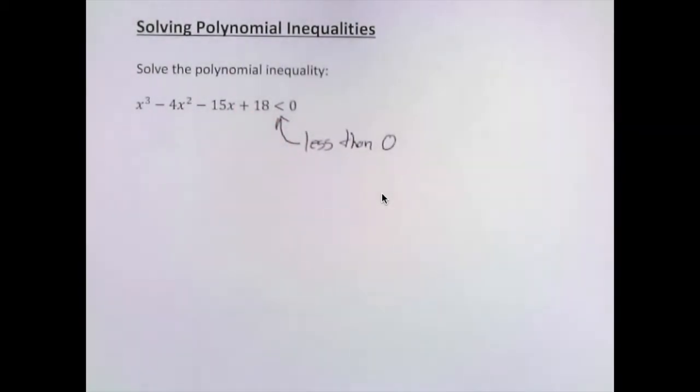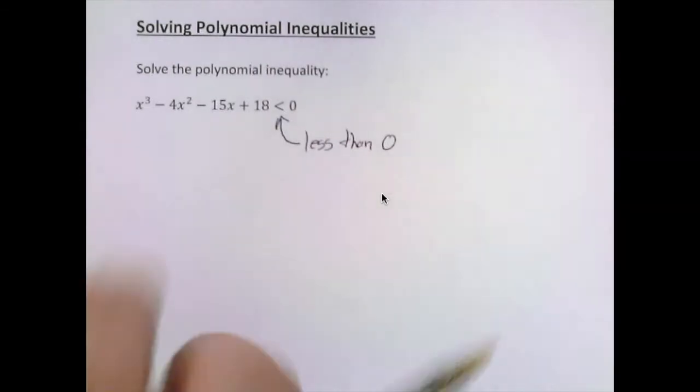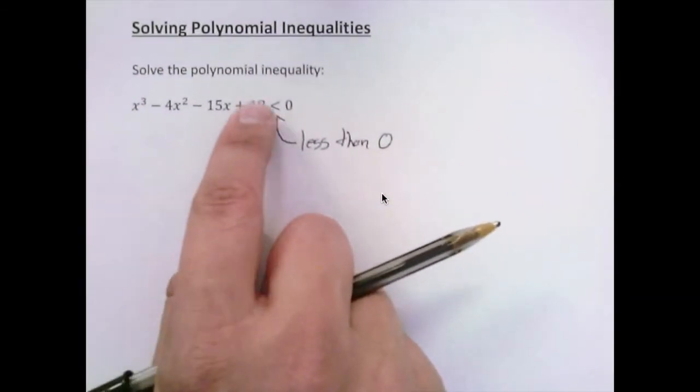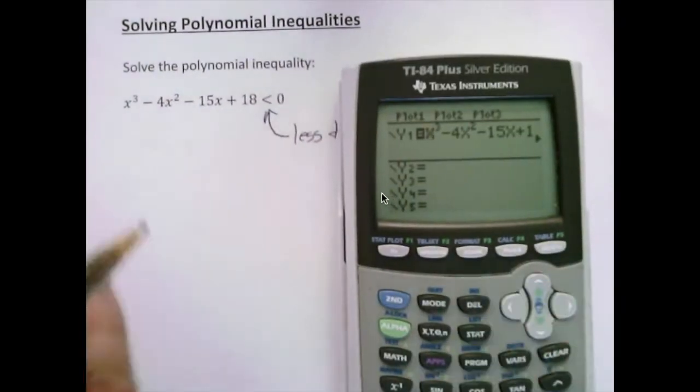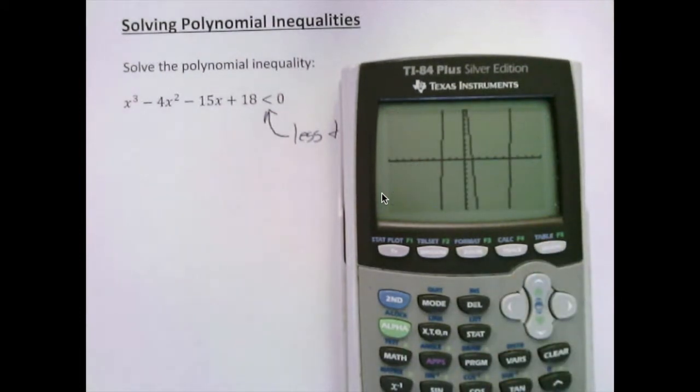How I'm going to start off this problem, as I start many problems, is let's take this entire polynomial, x to the third minus 4x squared minus 15x plus 18, and let's graph it. Let's just see what's going on visually, and it's going to help us solve this problem. So I started by going to y equals in my calculator, type it all in, be careful how you type it in, make sure it's correct, and then graph it.